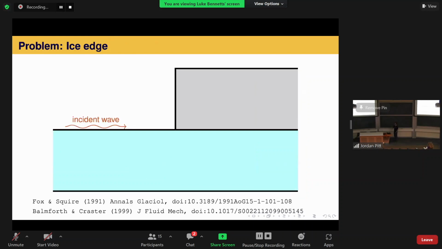Now, the problem that we're actually going to solve is the one that's shown here. On the right-hand half of the domain, we have our ice cover, the ice shelf. On the left-hand side, we have open water. We send in an incident wave from the left. It's just going to have unit amplitude. And what we want to do is then calculate the resulting motions of the ice and the water.